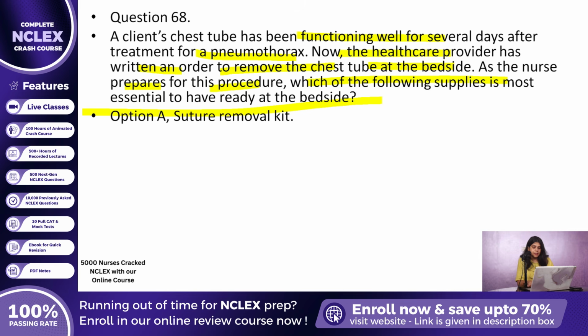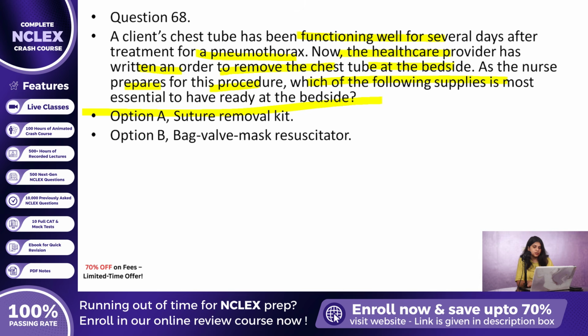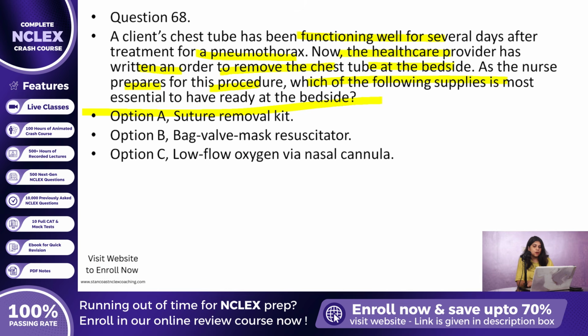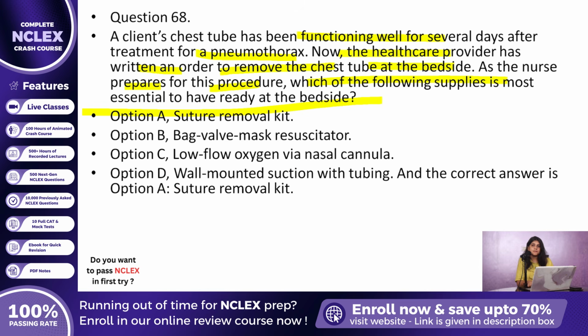Option A, suture removal kit. Option B, bag valve mask resuscitator. Option C, low-flow oxygen via nasal cannula. Option D, wall-mounted suction with tubing. And the correct answer is option A, suture removal kit.